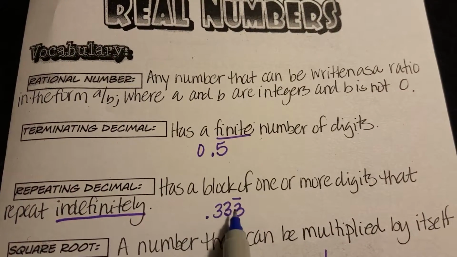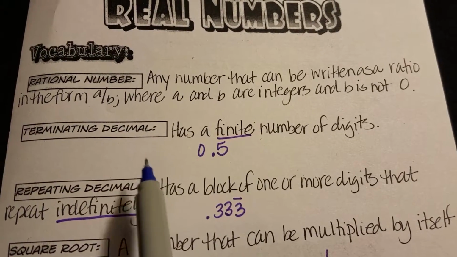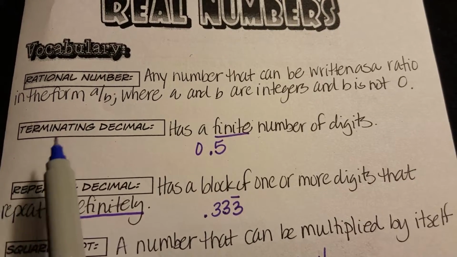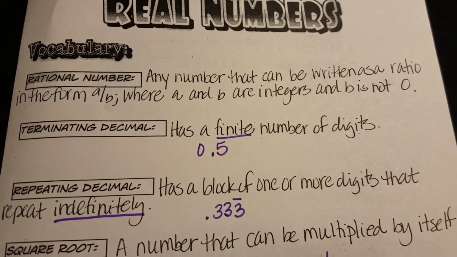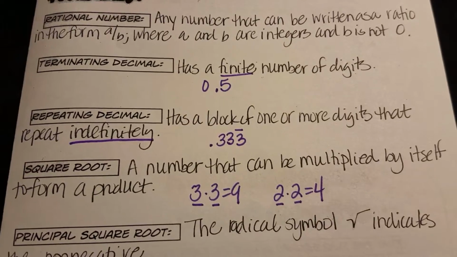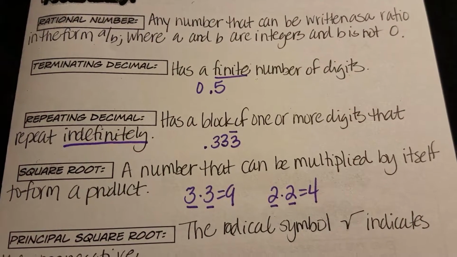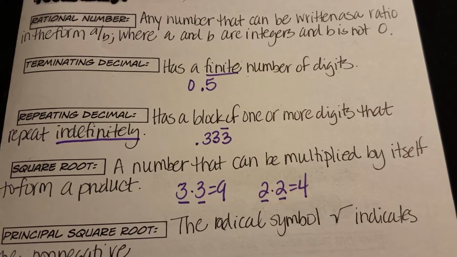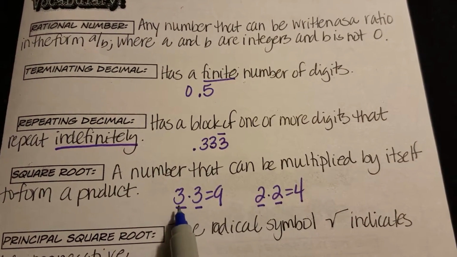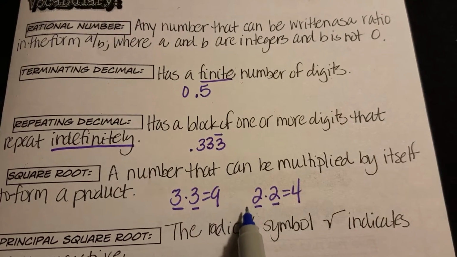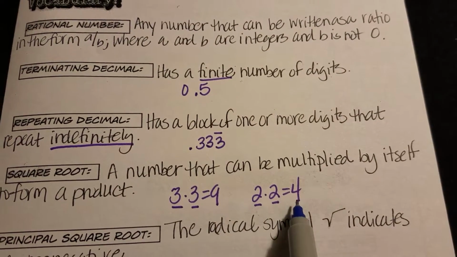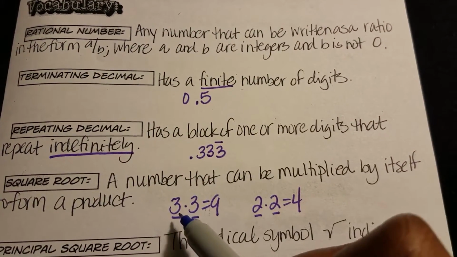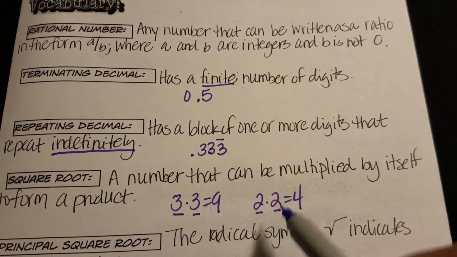So you have the repeating decimal and you have the terminating decimal. And think about terminating. When someone gets terminated from their job, that means they get fired. It's no longer there. It stops. Okay? Square root is a number that can be multiplied by itself to form a product. And we know a product is the answer to a multiplication problem. So an example here would be 3 times 3 equals 9. 2 times 2 equals 4. Okay? So if we do the square root of 9, that would give us 3. We do the square root of 4, that would give us 2.